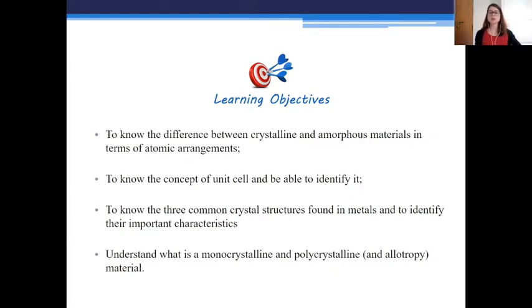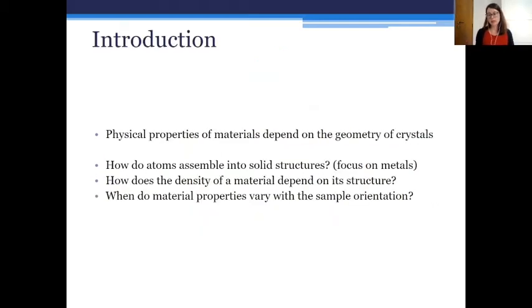After that, we will focus on the first class of materials of this course. That will be metals, and we will introduce the three common crystal structures found in metals, and we'll identify important characteristics, and we will show a specific relationship between one property, which is the density, and the crystalline structure. And we will understand what is a monocrystalline and polycrystalline material. So we are going to see that physical properties of materials depend on the geometry of crystals.